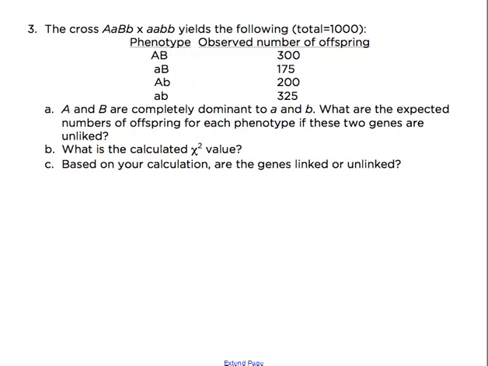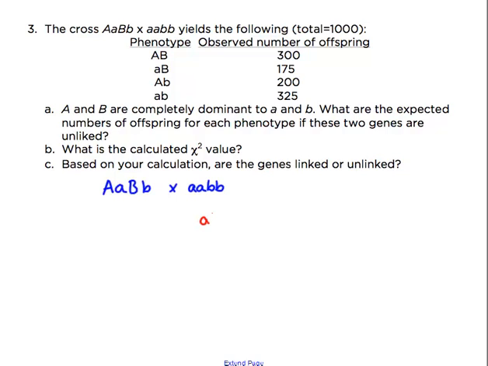Problem 3. The cross A a B b times a a b b yields the following, with a total number of offspring of 1,000. Part A. Big A and big B are completely dominant to little a and little b. What are the expected number of offspring of each phenotype if these two genes are unlinked? Well, let's look at the parental cross. You have a dihybrid individual times a homozygous recessive for both genes individual. So what are the gametes that these individuals can produce?